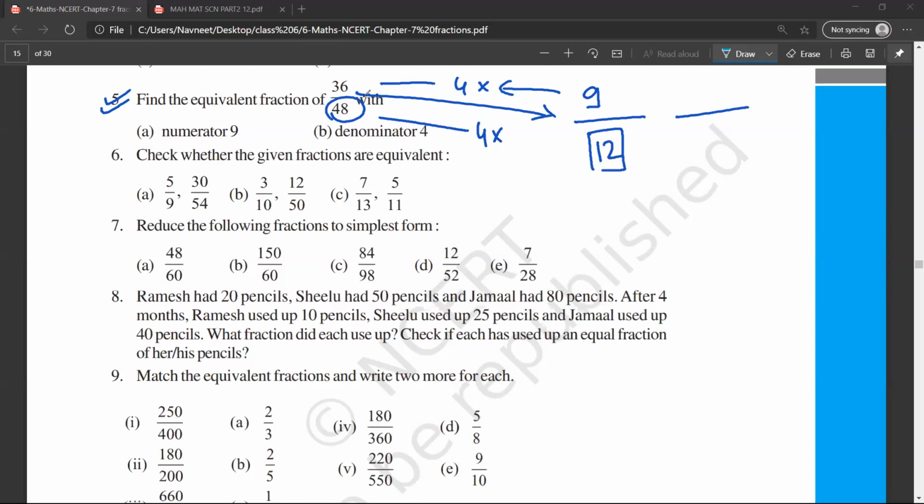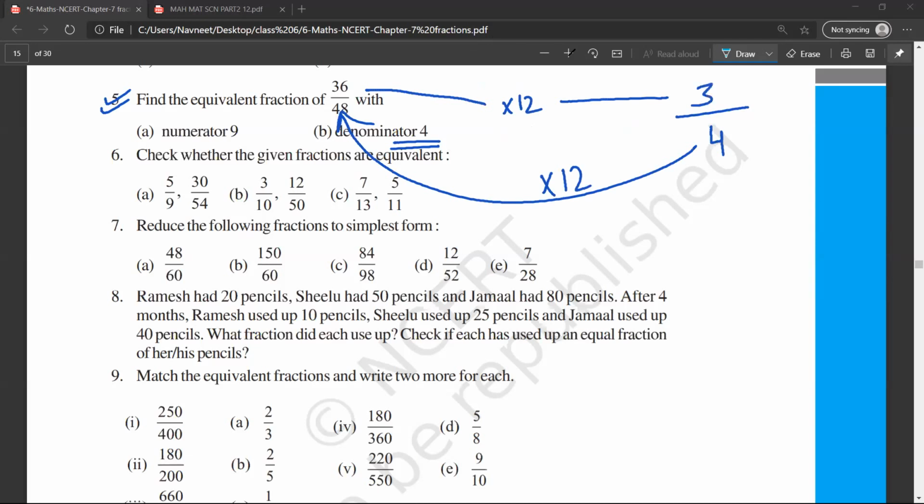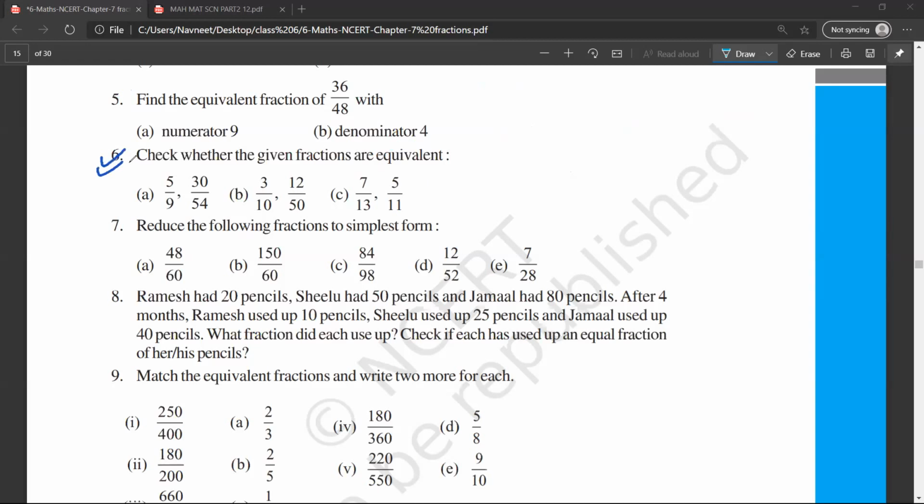Mr. Sarthak, is there a problem? No, sir. Okay. So denominator 4. So what should be the number, Mr. Sarthak? What do you think? 3. Okay. 4 into 12 is 48. So something into 12 should be 36, and that number is 3. Perfect. Perfect, Mr. Sarthak. Okay. Question 6.